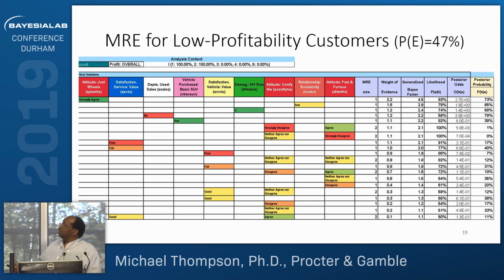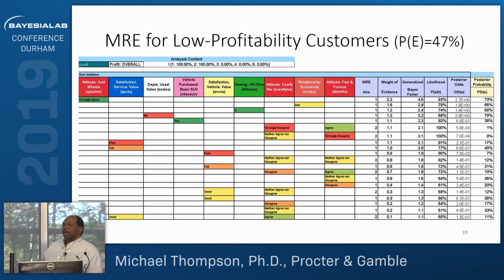Also, those whose relationship exclusivity is very low. Like they see many other places, or go to other places for service and vehicles. They've bought their vehicles at a number of dealers and they service their car other places. Those are also considered the lower profitability.